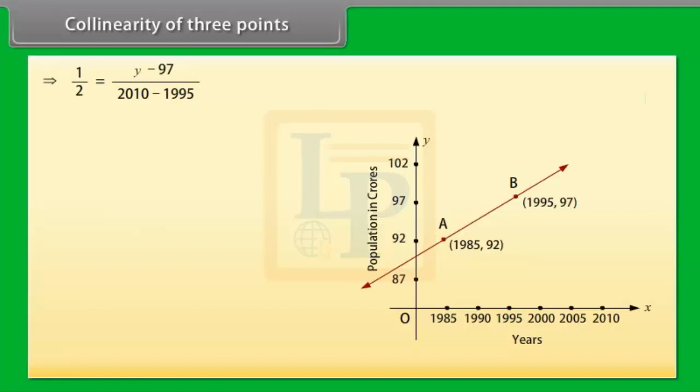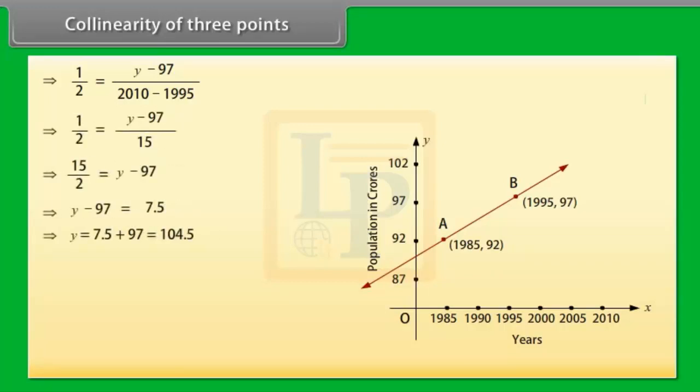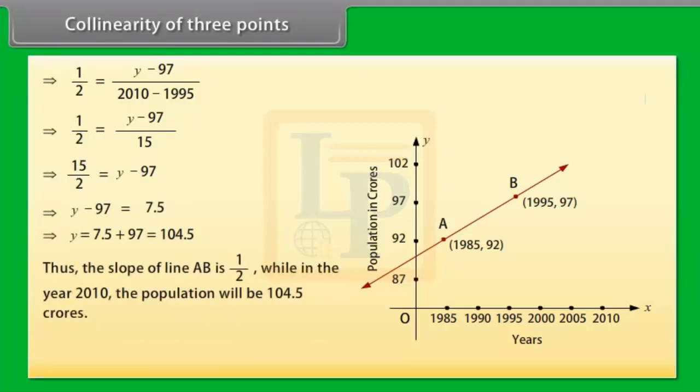1 by 2 is equal to (y minus 97) divided by (2010 minus 1995). On solving, we get y is equal to 104.5. Thus the slope of line AB is 1 by 2, while in the year 2010 the population will be 104.5 crores.